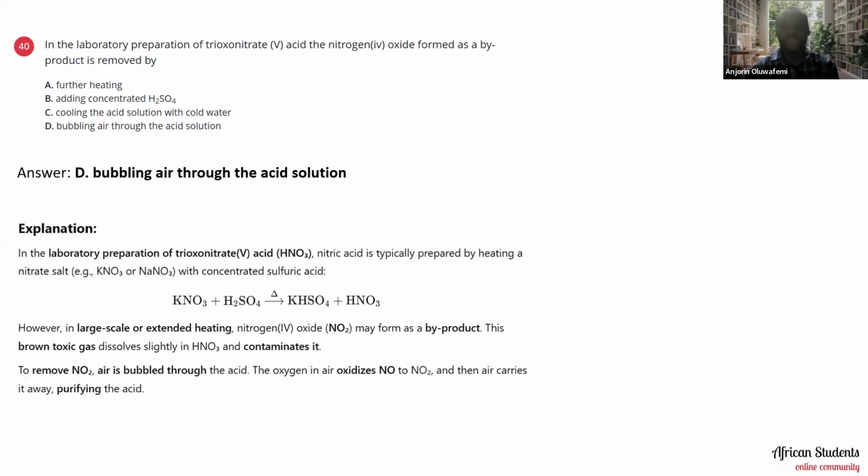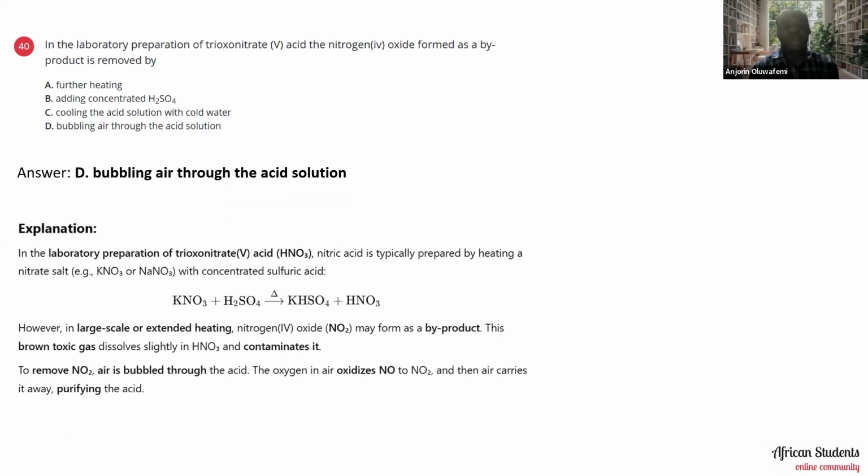And why did we choose that? In the laboratory preparation of trioxonitrate 5 acid, HNO3, nitric acid is typically prepared by heating nitrate salts, e.g. KNO3, NaNO3, with concentrated sulfuric acid. And when you do that, you have that, especially when you use KNO3.